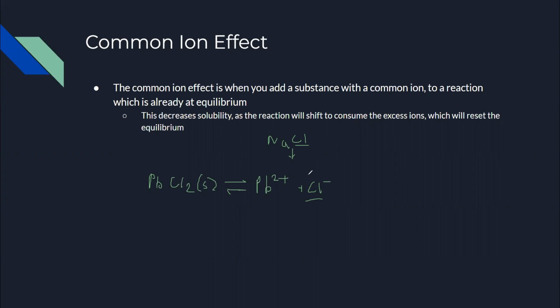Due to there being so many Cl ions, the reaction will shift to the left in order to consume them and create more precipitate. That will decrease the solubility in order to keep the equilibrium the same. So whenever you have a common ion added, it decreases solubility.